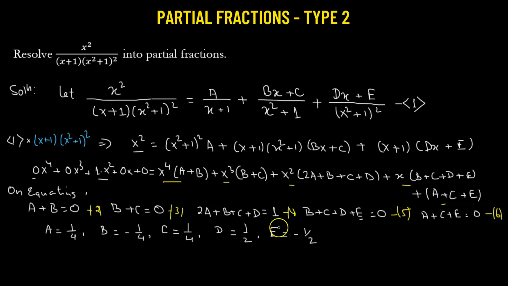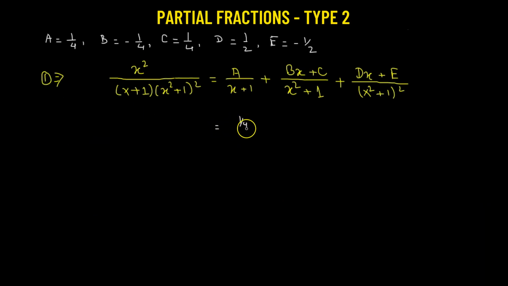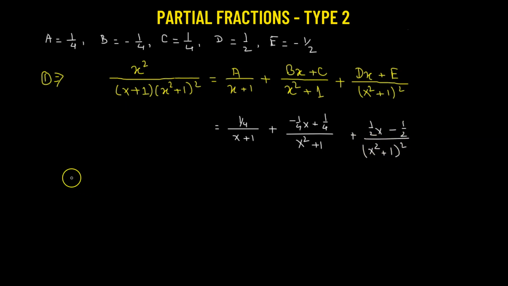What we can do now is replace all these values back in number 1. So we have 1 over 4 divided by x plus 1, added to b, which is negative 1 over 4 times x, plus c, that's 1 over 4, divided by x squared plus 1, plus half x plus minus half over (x squared plus 1) whole squared. So let's write it properly. We started out with x squared divided by (x plus 1) multiplied by (x squared plus 1) whole squared.